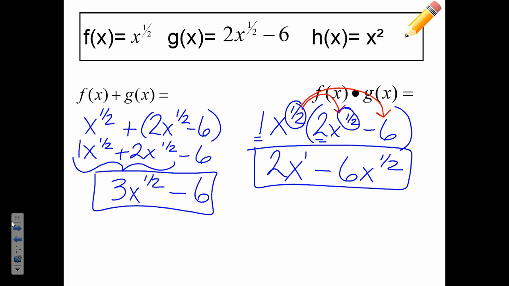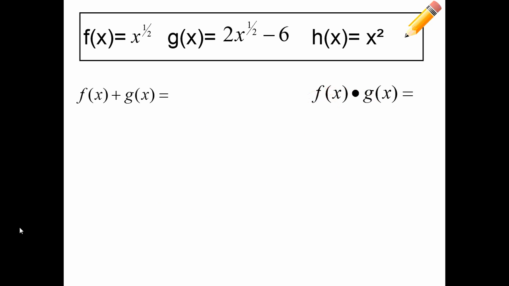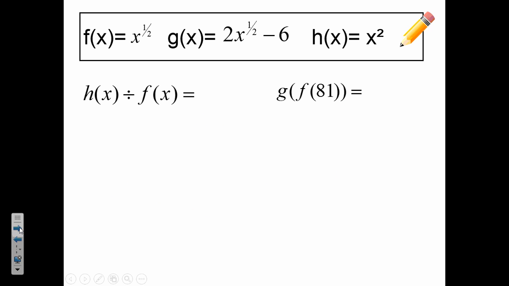We've done adding, subtracting, plugging in a number, multiplying. Let's go to division. Okay, division now. Let's take a look. Division, we have h of x divided by f of x. So h of x first is the x squared over x to the 1/2. And if you remember your rules of exponents, this is going to simplify to make x to a new power. We're going to just go ahead and subtract those two. 2 subtract 1/2 is 3/2. So my answer is x to the 3/2 power.